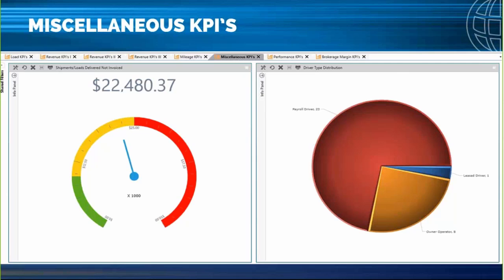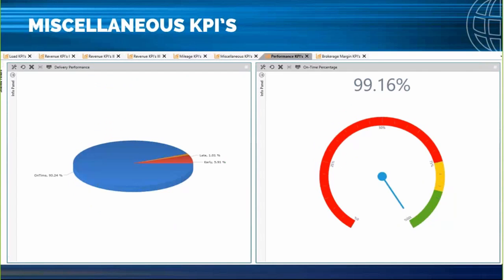Driver type distribution would be the one next to that. What kind of drivers do you have? Lease drivers, owner-operators, payroll drivers. What's the distribution of those drivers? Performance KPIs, delivery performance. Are you delivering early, late, on time? And what is your on-time percentage?